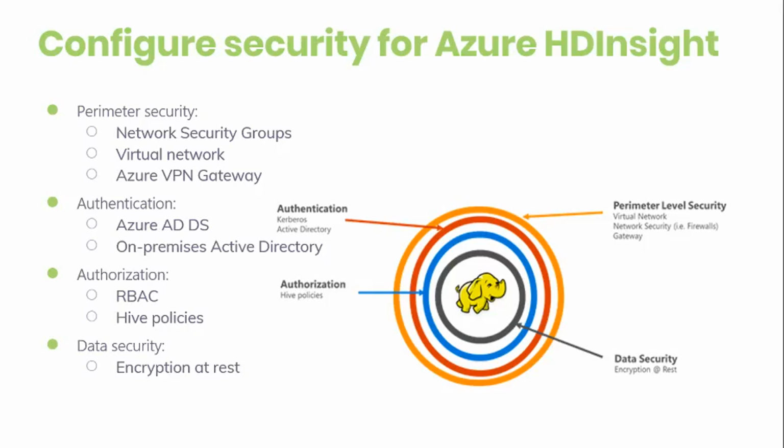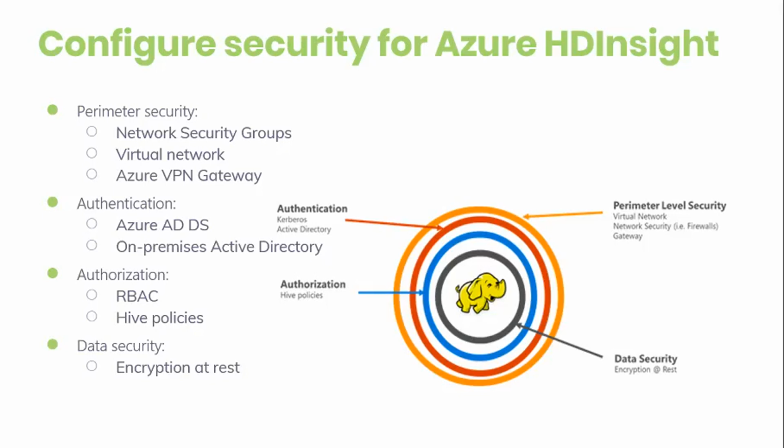Let's come to the topic of configuring Azure security for Azure HDInsight. The HDInsight security model consists of four major pillars: perimeter security, authentication, authorization, and encryption. You can achieve stronger perimeter security in HDInsight through virtual network and the Azure VPN Gateway service. An enterprise admin can create an Enterprise Security Package cluster inside a virtual network and use network security groups to restrict access to the virtual network.